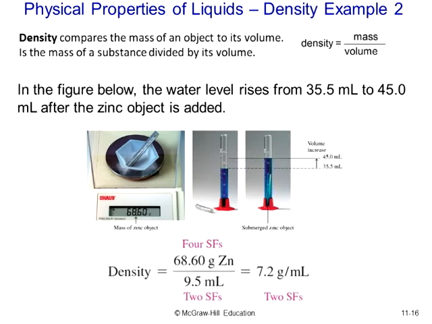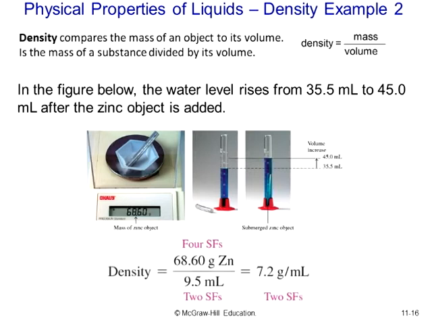Let's just practice one more density calculation that might involve a laboratory experiment. In the figure below, the water level rises from 35.5 mils to 45.0 mils after the zinc object is added. What is its density? This is an example of doing density by displacement. The water displacement tells you the volume that metal occupies. Okay?